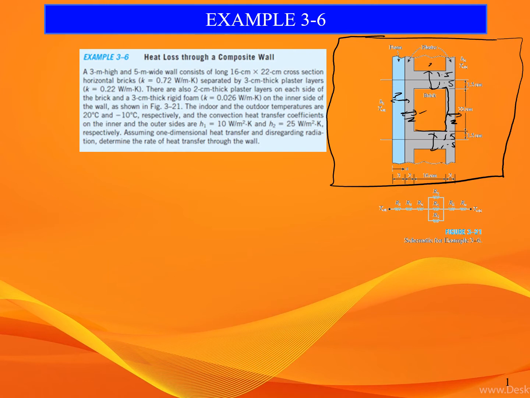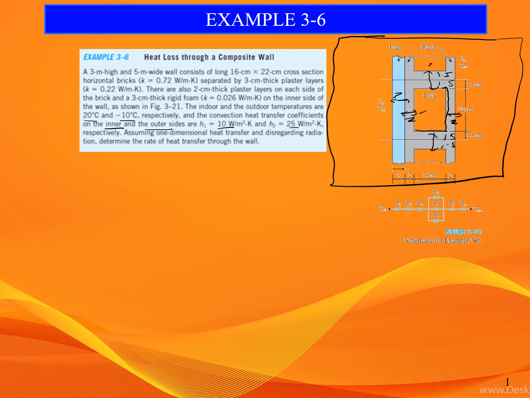The indoor and the outdoor temperature are 20 degrees Celsius and negative 10 degrees Celsius respectively. And the convection heat transfer coefficient on the inner and the outer side is H1 10, H2 25. Assuming one-dimensional heat transfer and disregarding the radiation, determine the rate of heat transfer through the wall.